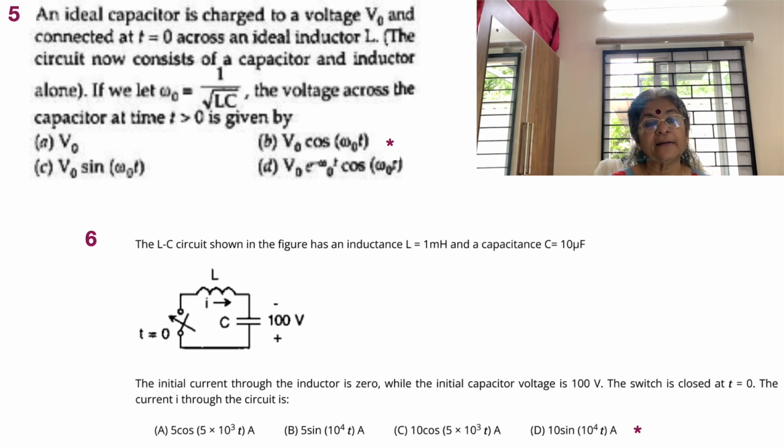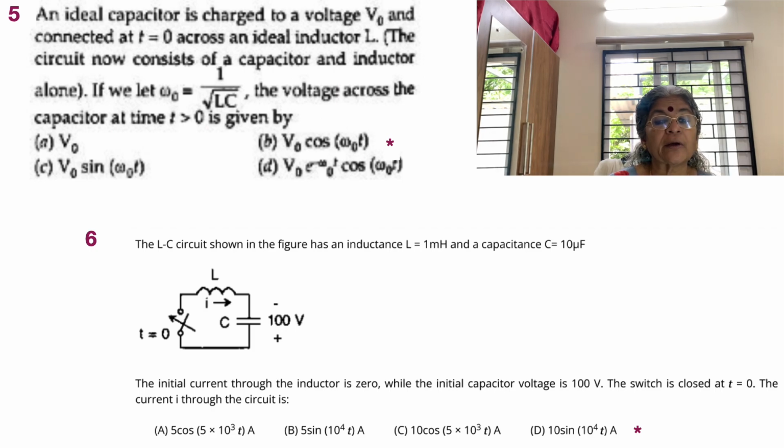So ideal capacitor, ideal inductor means that we are having an oscillator. What do you mean by an oscillator? It has a resonance frequency. The circuit now consists of a capacitor and inductor alone. If we let omega naught be equal to 1 by root LC, it's already given that omega naught is equal to 1 by root LC.